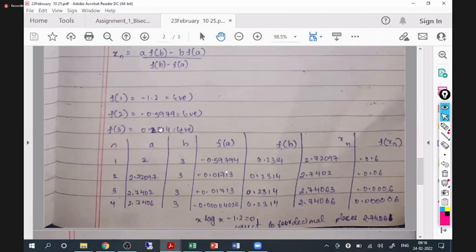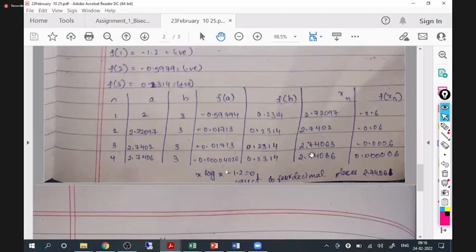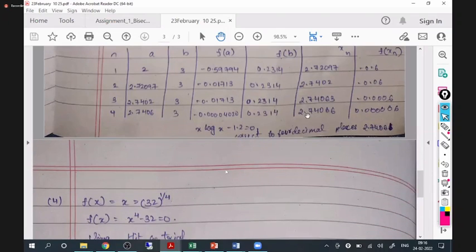f of 2 is negative, f of 3 is positive, so a, b are taken as 2 and 3. And then they use the formula a f of b minus b f of a upon f of b minus f of a. Here you will observe after 4 iterations, the answer comes correct up to 4 decimal places, which is 2.7406.